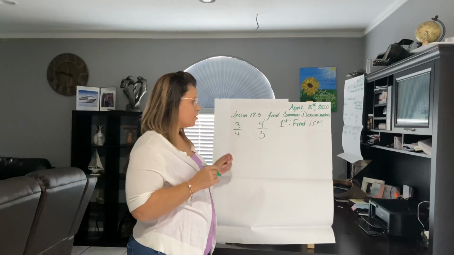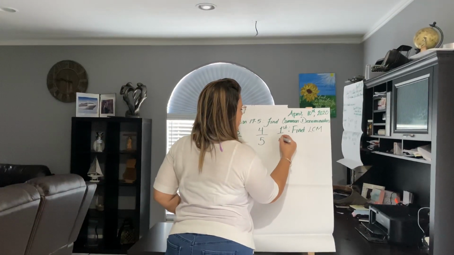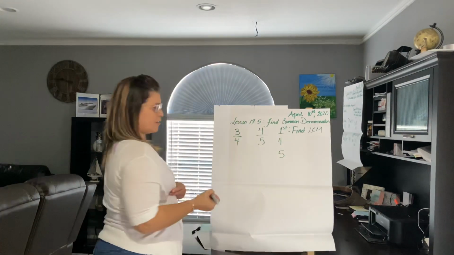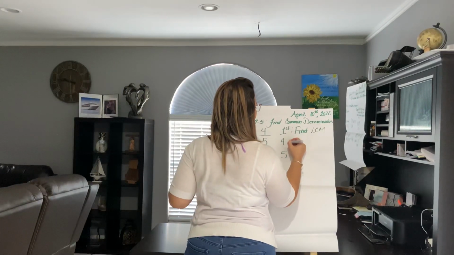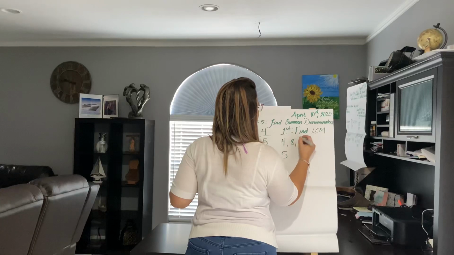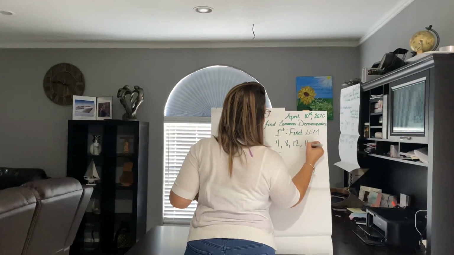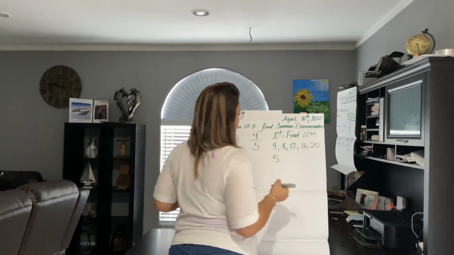Okay, so let's do that first. Let's look for the multiples of 4 and the multiples of 5. So we got 4. After 4, we got what? 8. Then we have 12. Then we have 16 and 20. This is up to only 5 multiples.